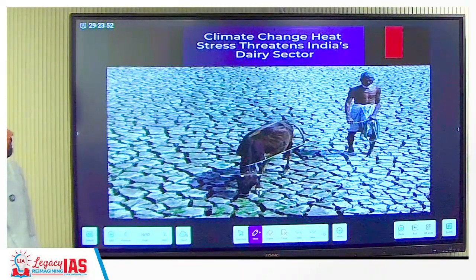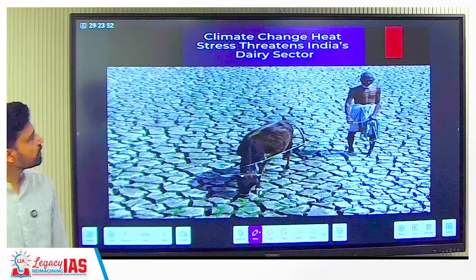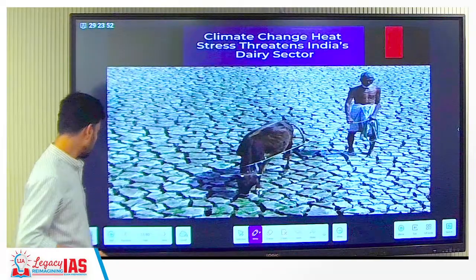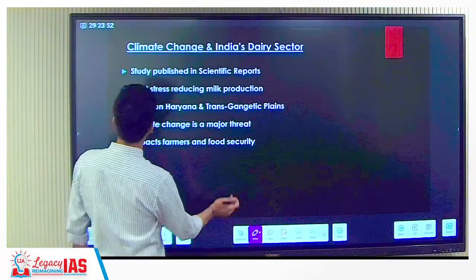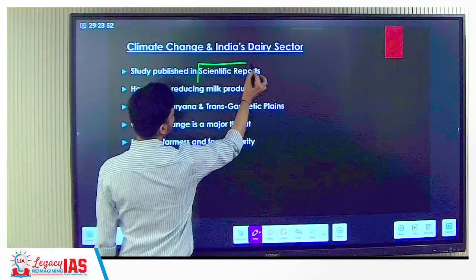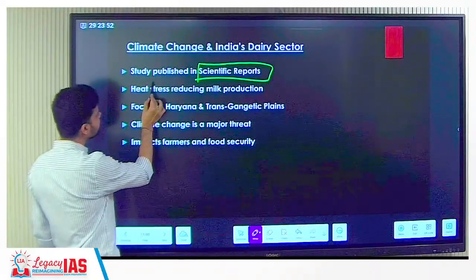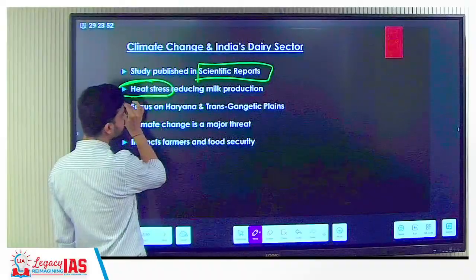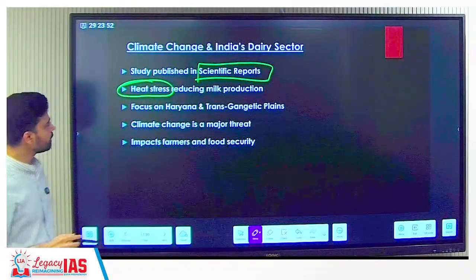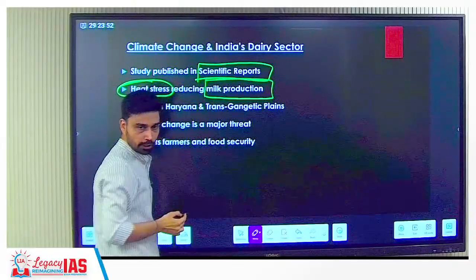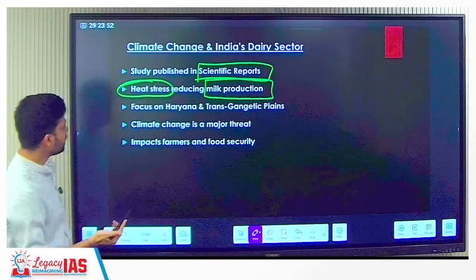Third is again related to climate change. Heat stress threatens India's dairy sector. A new report was published in which magazine? Scientific Reports. So the study was published in Scientific Reports, where it says that heat stress, which India witnesses largely due to the effect of global warming and climate change, has led to a reduction in the overall milk production amongst the cattle. Which areas?